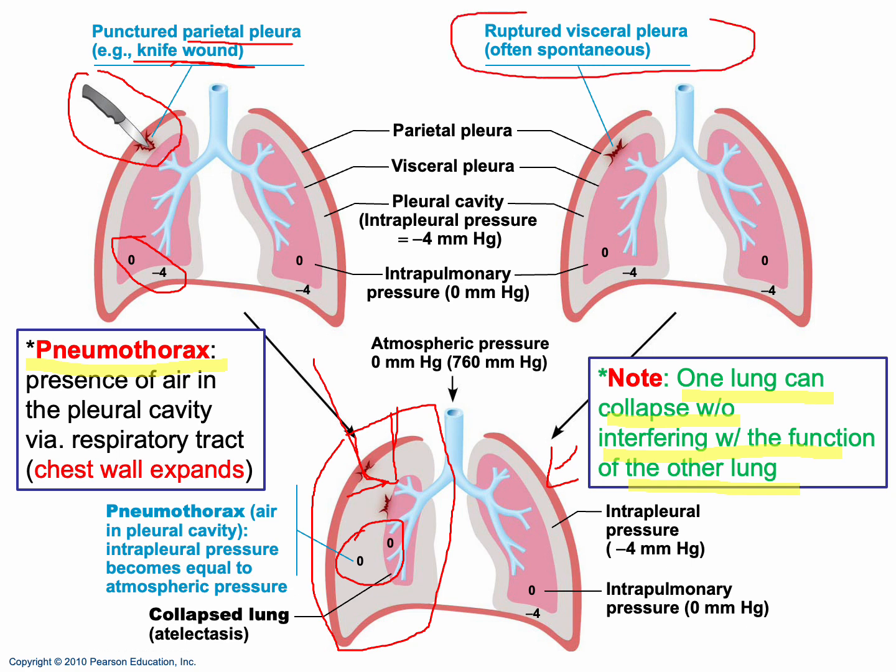Another type I mentioned, you can see up here, this is the ruptured visceral pleura, typically in more of a spontaneous situation here. And so ultimately, the spontaneous situation can lead to the lung collapse as well.